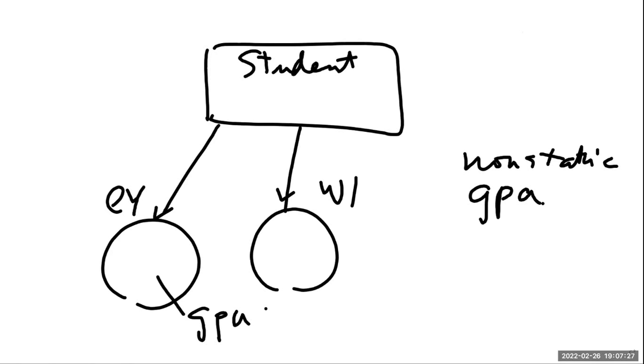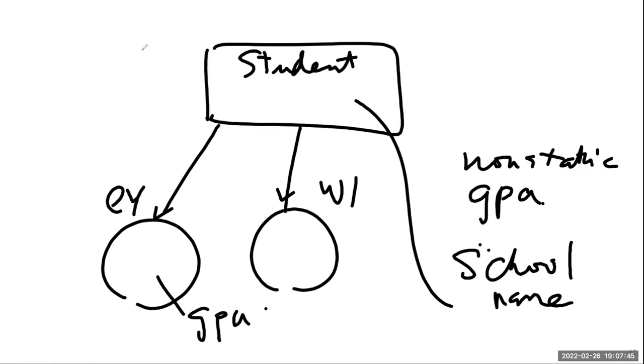Okay, so it's non-static. There may be another one here. Let's assume that it is school name. Let's assume all students are from the same school. So now this school name should be a shared property. But sometimes school name can be different. If you are in a club, people may come from different schools.